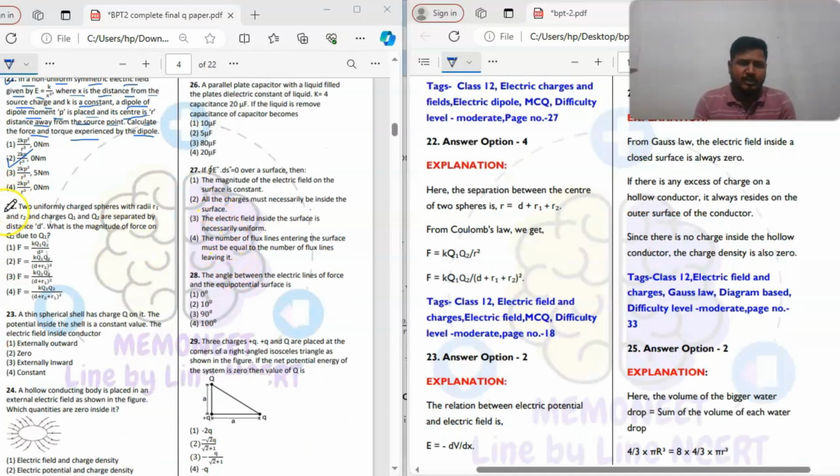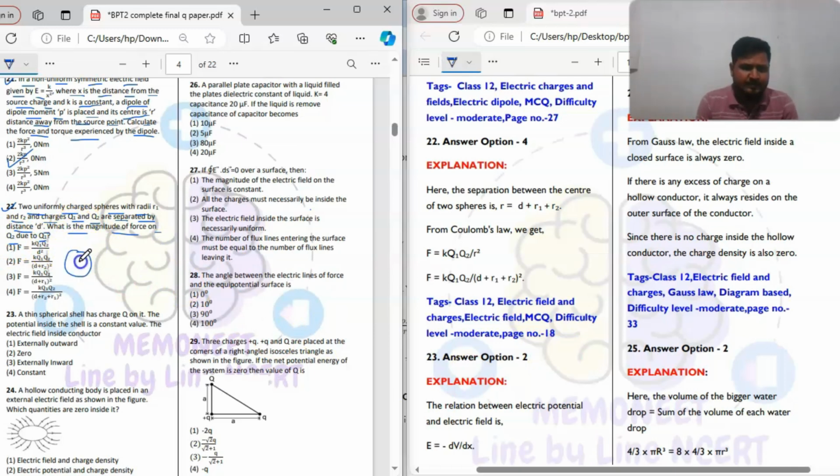Now move to the next question. The question is that two uniformly charged spheres with radii r1 and r2 and the charges q1 and q2 are separated by a distance d. What is the magnitude of force on q2 due to q1? So what is the situation? The situation is something like that.